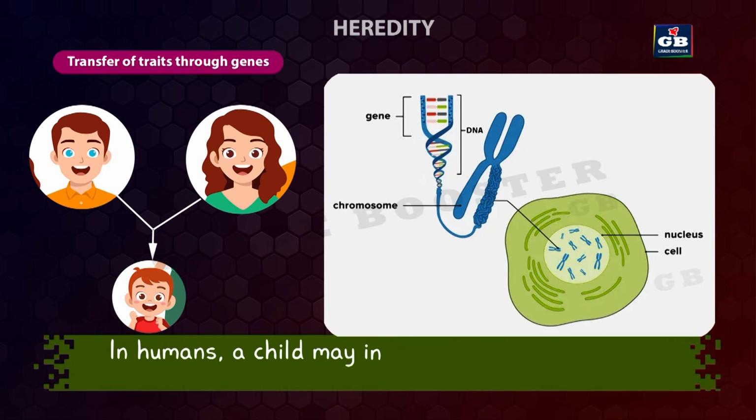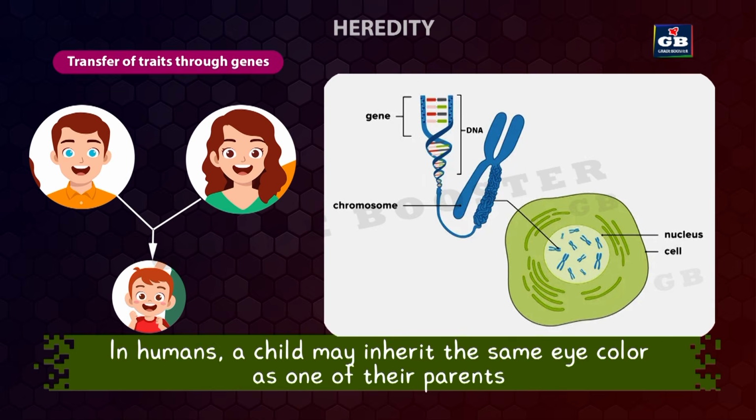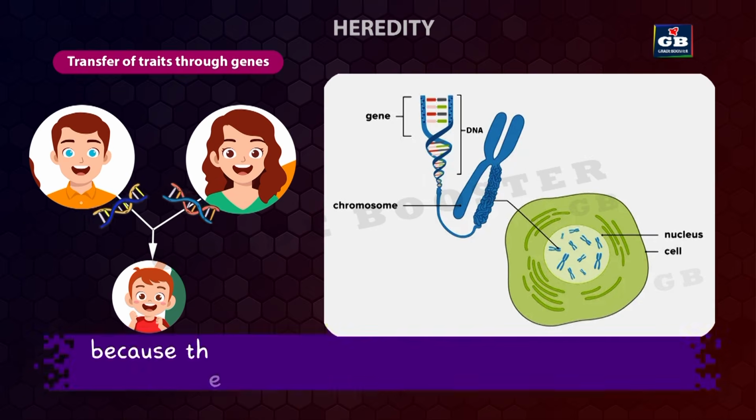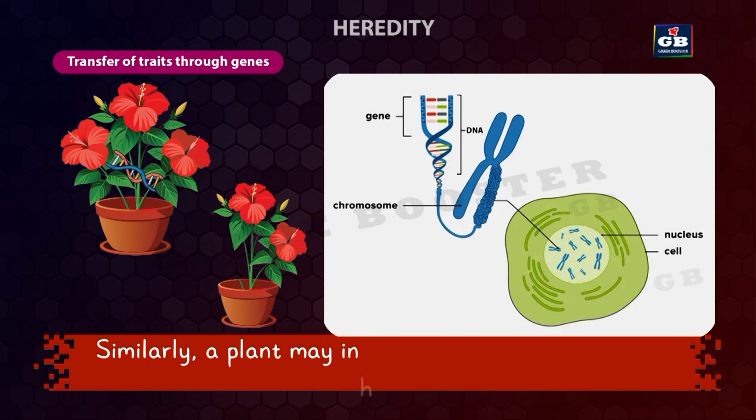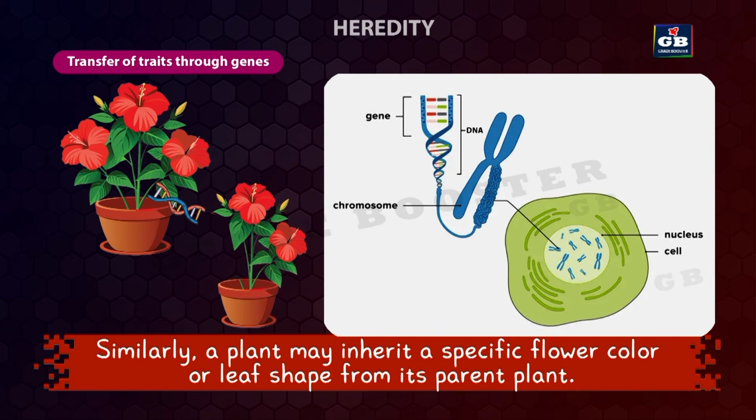For example, in humans, a child may inherit the same eye color as one of their parents because the gene responsible for eye color is passed from the parent to the child during reproduction. Similarly, a plant may inherit a specific flower color or leaf shape from its parent plant.